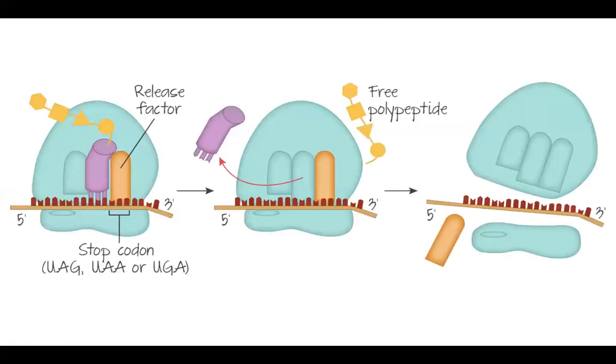So this is an image of release. You can see the last tRNA is here. You have the stop codon. The release factor, this protein, comes in here. It cuts off the polypeptide chain, and the entire thing comes apart. Key thing to remember here: this is a protein and not another tRNA.